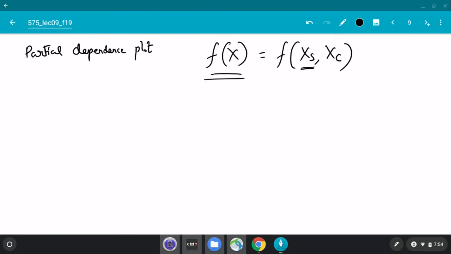The idea is very simple. What we want is fs of xs. This is called a partial function. Some of you might have seen partials in Python. Have you used partial in Python, for example? Some of you. Okay, so look it up. It's a nice function.